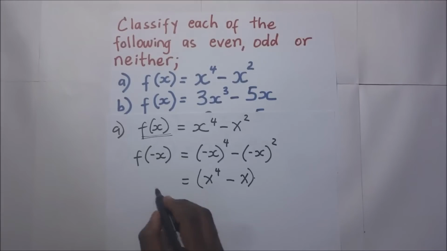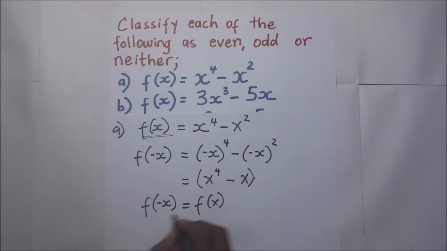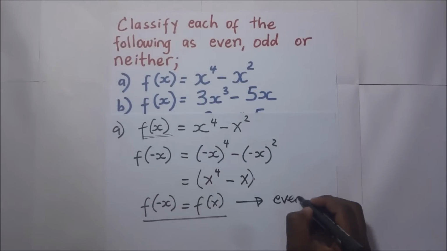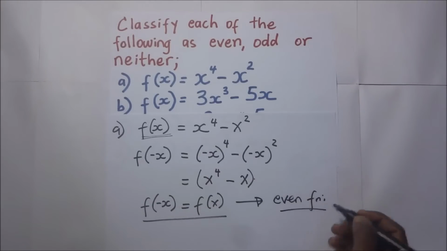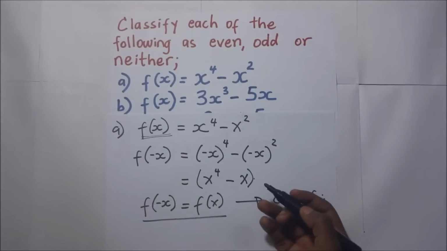In other words, here, when we plugged in f of negative x, it produced f of x. So this means that this is an even function. That is how we arrive at the conclusion that part A is an even function.